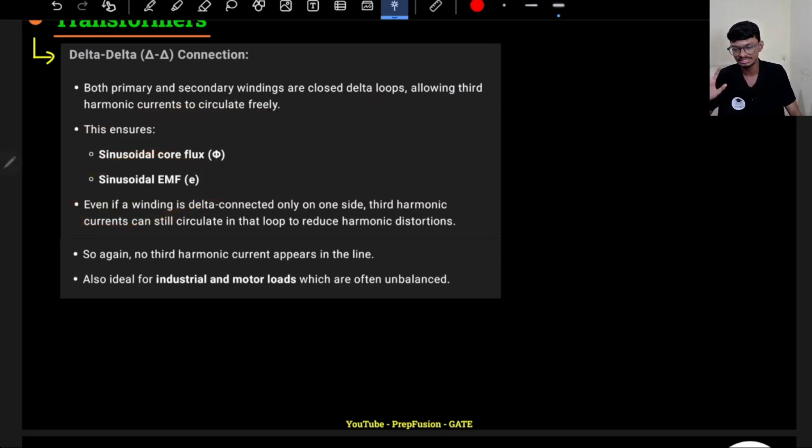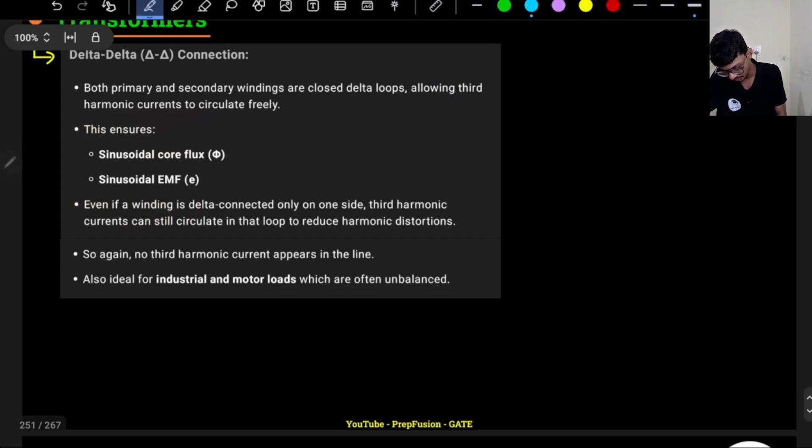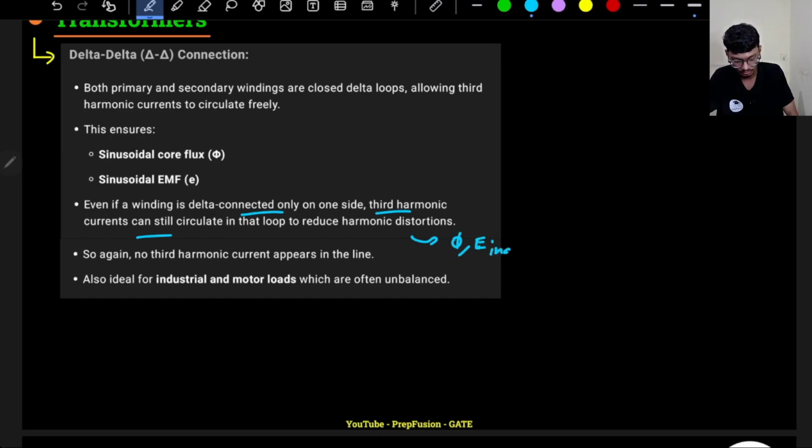Okay. So an important point to note here is, even if one of the windings is delta connected, then third harmonic currents will circulate in that loop, and due to that your flux or induced EMF will be purely sinusoidal.